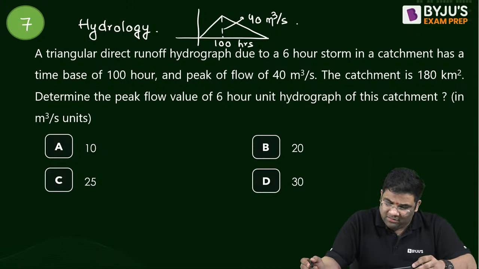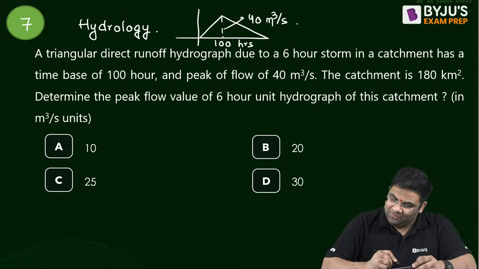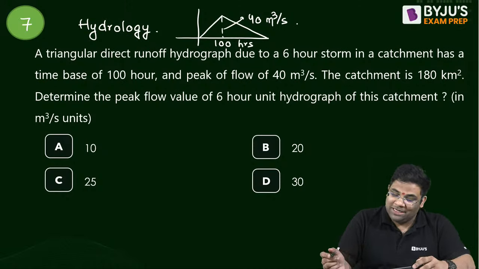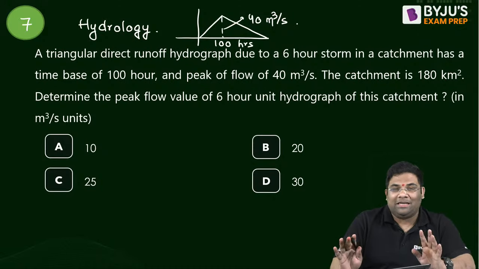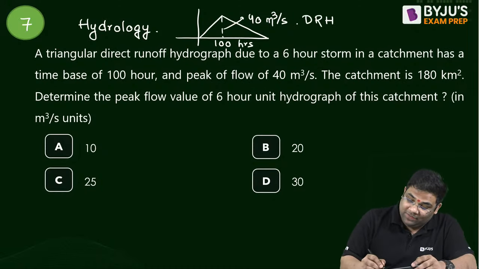Some problem has happened with this question. This peak flow, you just cancel this. Because see, peak flow, if it is given, then why are they asking the peak? Okay. Understood. This is for the DRH. Good question. They're asking for a unit hydrograph.